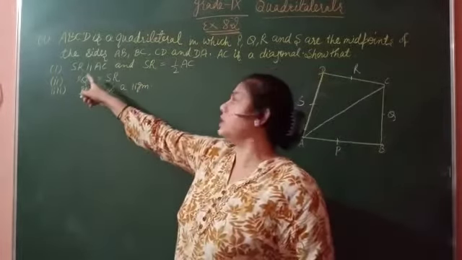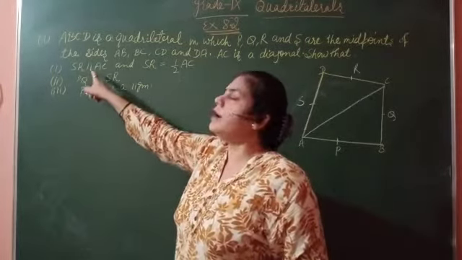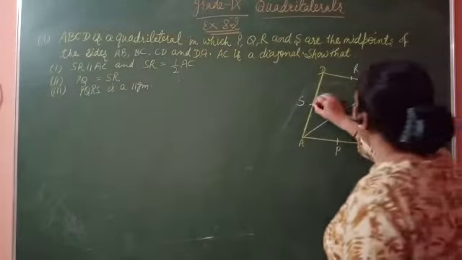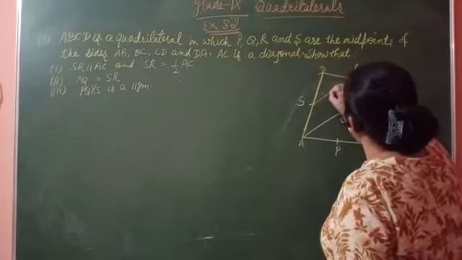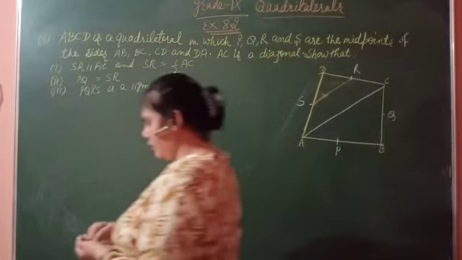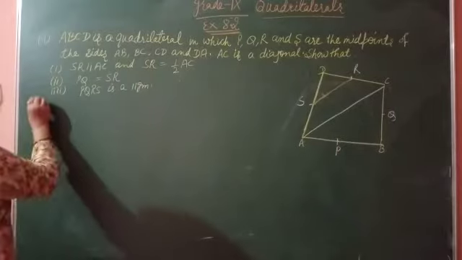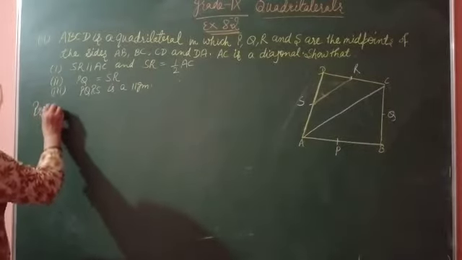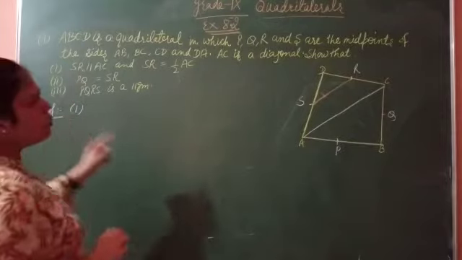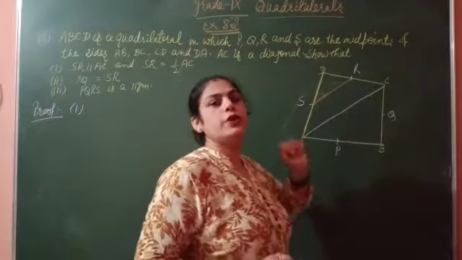What you have to show, these are the proofs. First, SR is parallel to AC. You have to prove that SR is parallel to AC. So we start from our first part, that is the proof.